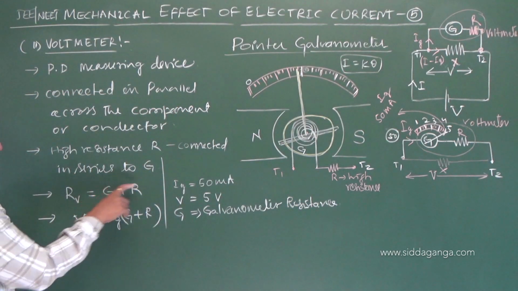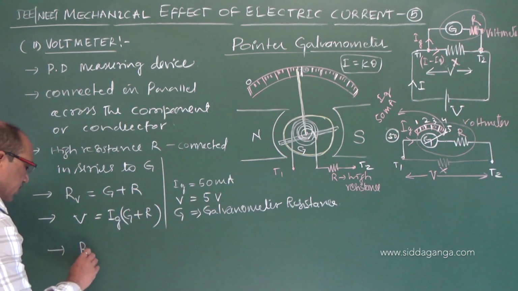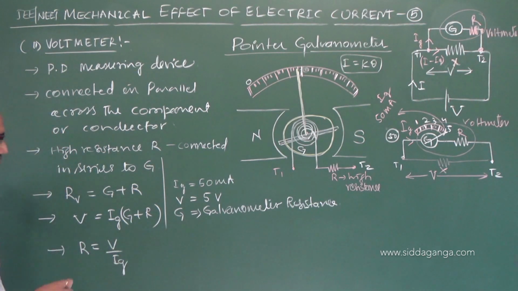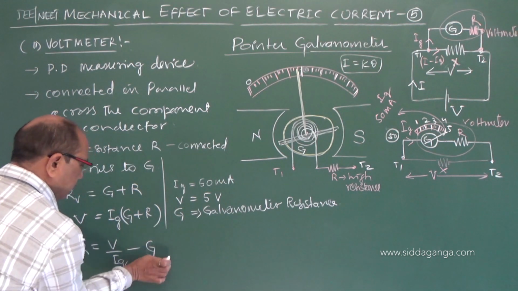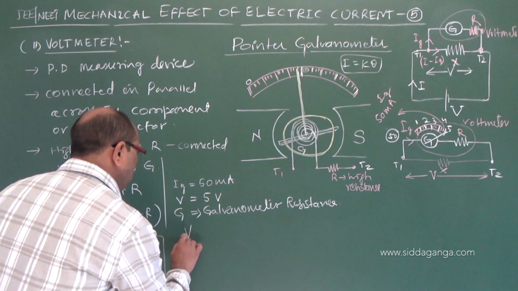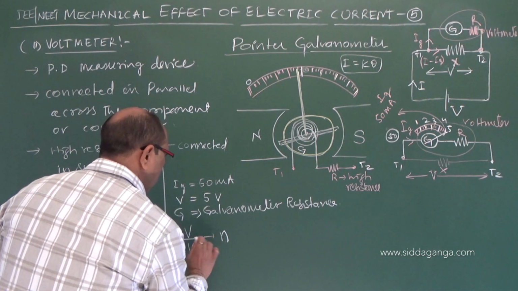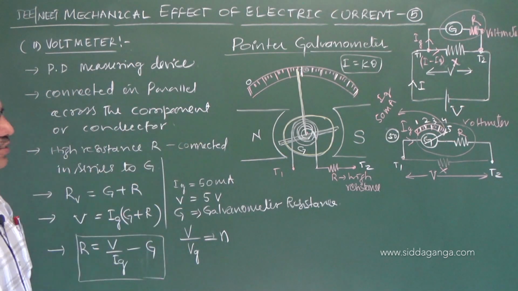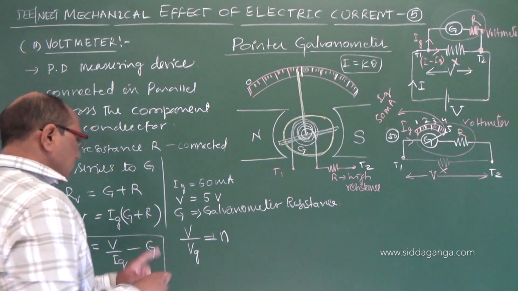So you come to know this Ig equals V by G plus R. If you want to find the resistance, R equals V over Ig minus G. This is the equation we prefer. Here also I can go with V by Vg as N, new range to old range. The old range may measure Vg value, the new is V. Then N is V by Vg.